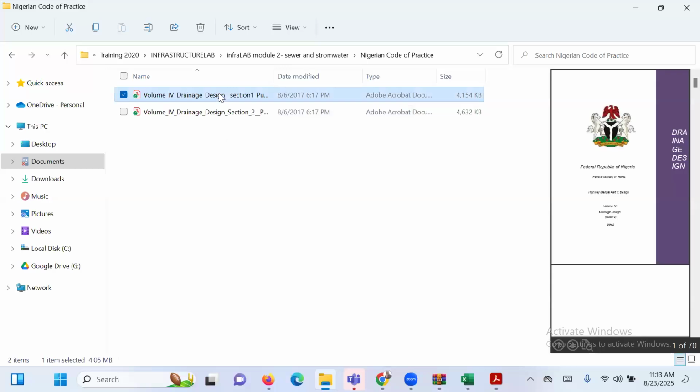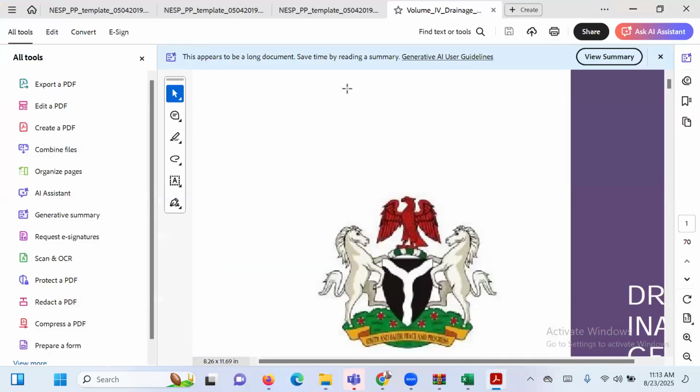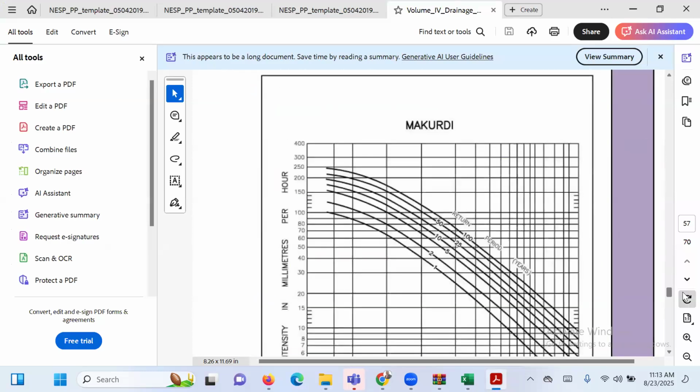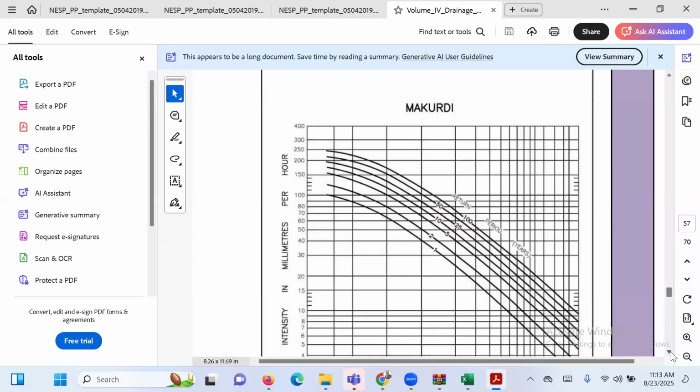So if you open the Nigerian Code of Practice, like I said, it's a very important document that gives you the runoff in every city, in every major town in Nigeria. Okay. For instance, this is Makurdi. So if I want to do design for Makurdi, I don't need to go asking water board to give me values. No, all I need to do is to get this material developed by the Federal Ministry of Works about 12 years ago when Goodluck was still around.